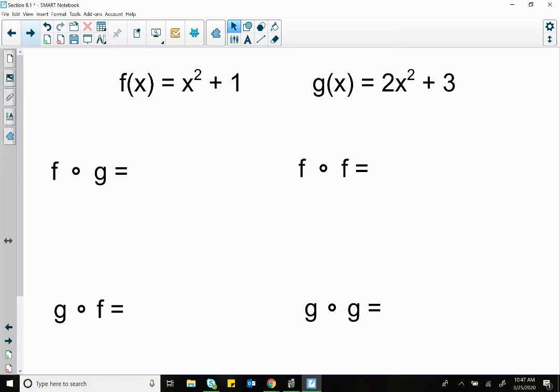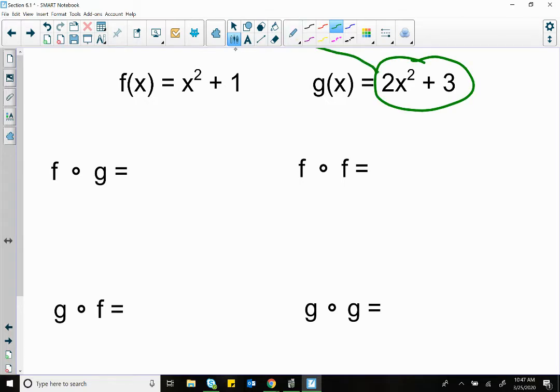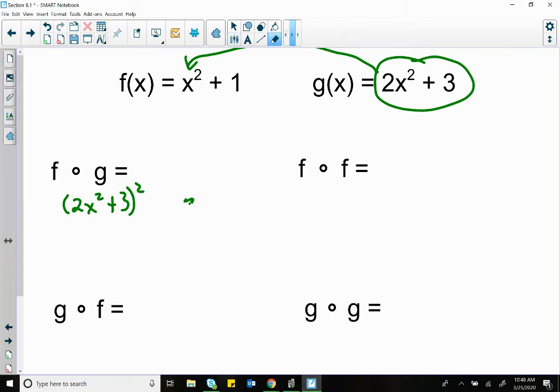All right, let's look at this one. I will do f of g on this one. So in here it says we're going to take g and we're going to plug it into f. Okay? So, oh, I see x. That means I need to put (2x squared plus 3) squared in. And then plus 1.